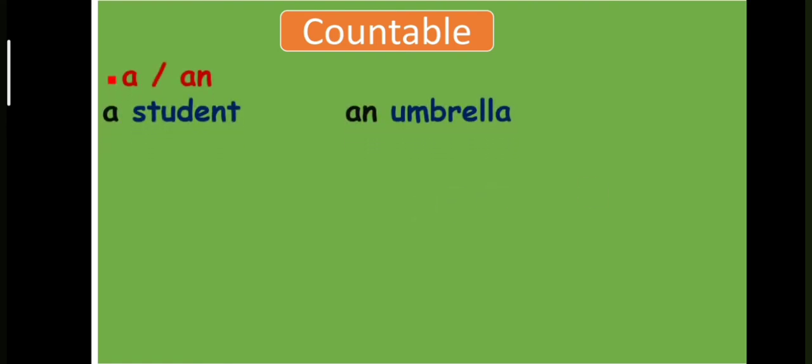As I told you before, countable nouns are nouns that can be counted, and here are some tools that we only use with countable nouns. First we have a or an. We use a with nouns that start with a consonant sound. For example, a student, a doctor, a pen, a meal, a class, and a college. And we use an with nouns that start with a vowel sound. For example, an umbrella, an aircraft, an airplane, an animal.